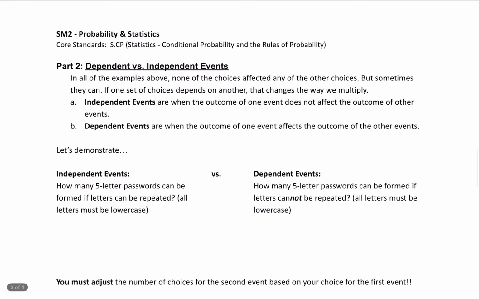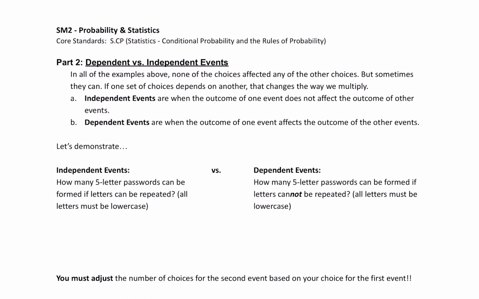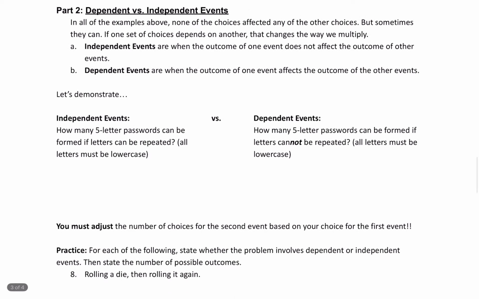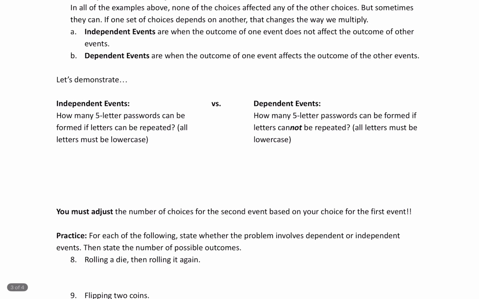Okay, so in all of the examples above, none of the choices were affected by one another, but sometimes they can be. So this is the difference between a dependent and an independent event. An independent event is when the outcome of one event does not affect the outcome of the other event. But a dependent event is when the outcome of one event affects the outcome of the other event. So all the examples above were independent. They did not affect each other.